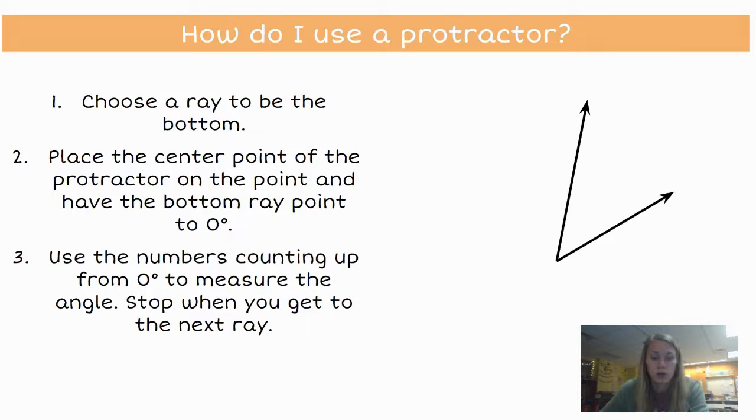Now, to use a protractor, we follow these 3 steps. These 3 steps are the ones written in your notebook. First, you choose a ray to be the bottom. So remember, when we look at a ray, one side is an endpoint and the other is an arrow. Then we place the center point of the protractor on the point and have the bottom of the ray point to 0. So that looks like this.